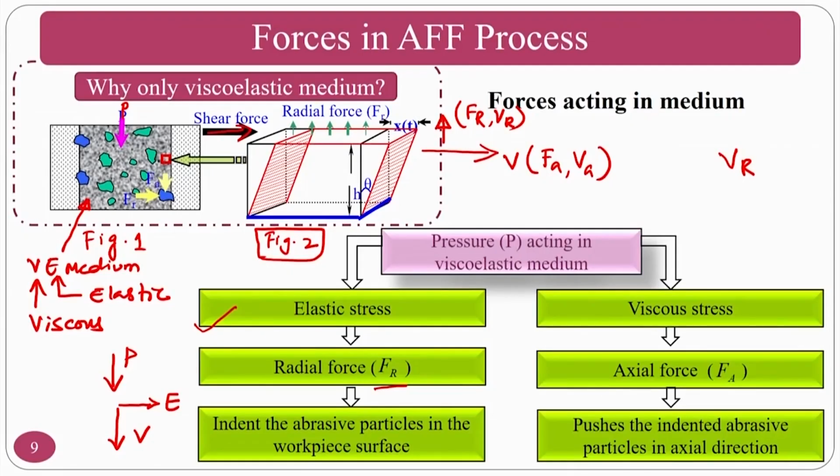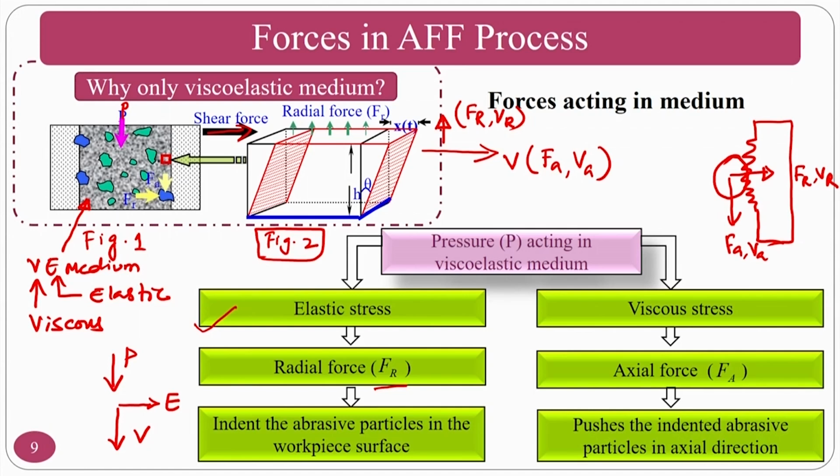Okay. Let me explain with respect to a surface roughness profile. So, I have a surface roughness profile like this. I have an abrasive particle here. So, my radial force and radial velocity directions are here: Fr, Vr, and here are Fa and Va. These are the two things. Okay. Fr is required for us for indentation purposes.